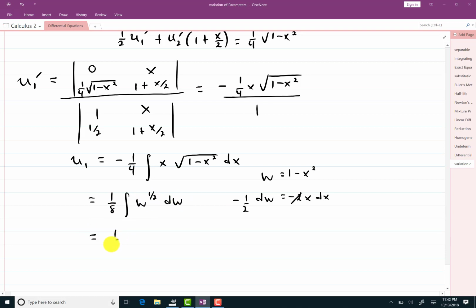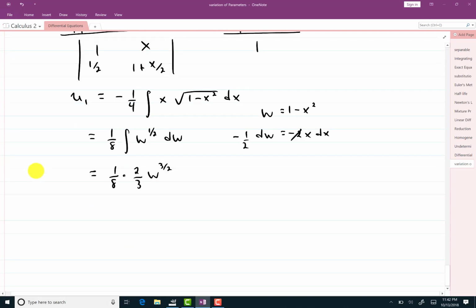That will equal 1/8 times 2/3 w to the 3/2. A little simplifying here. I get 1/12. The w is 1 minus x squared.